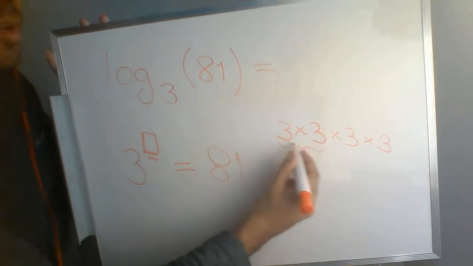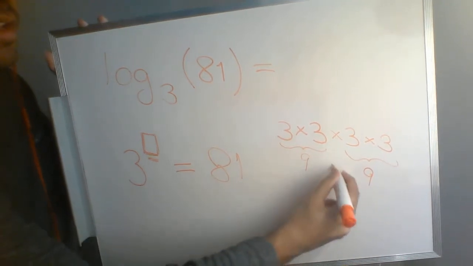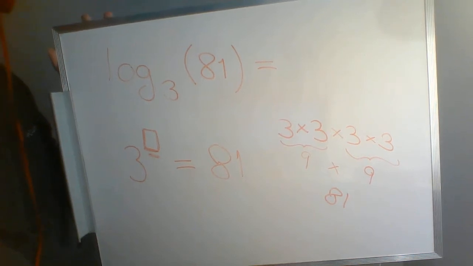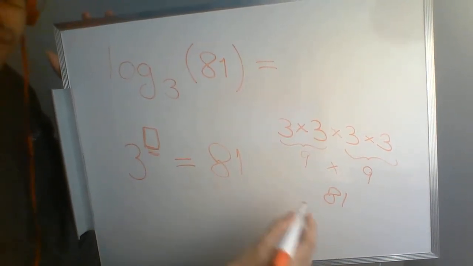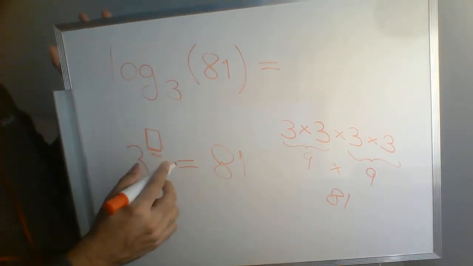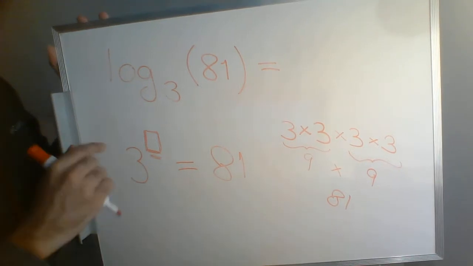And so we've got 3 times 3 over here, that's 9. We've got 3 times 3 over there, that's 9. Those are being multiplied together. 9 times 9 is 81. So now we've found our target number there. We've got that 81, which tells us that we have enough 3's that if we multiply them all together, we'll get 81 as an answer.